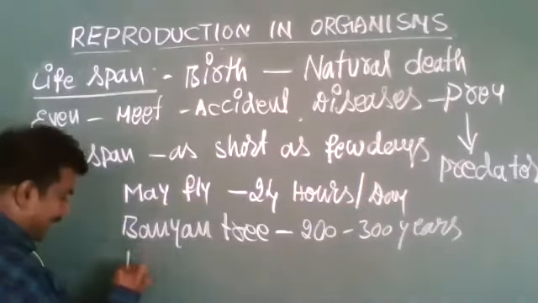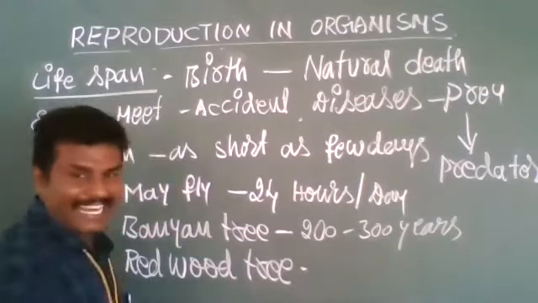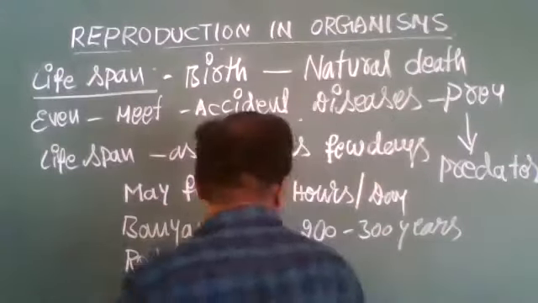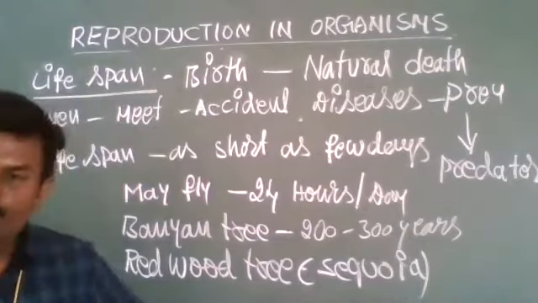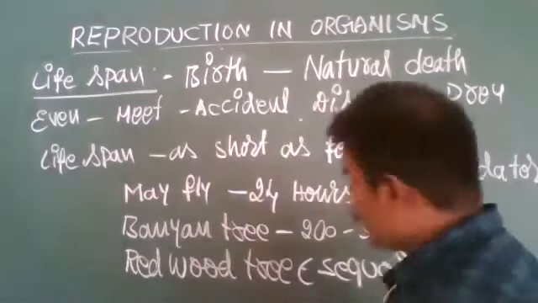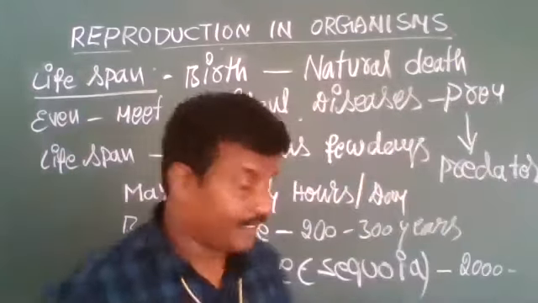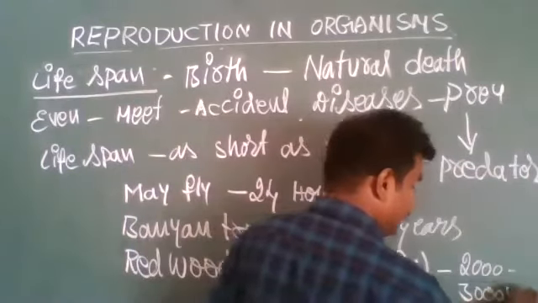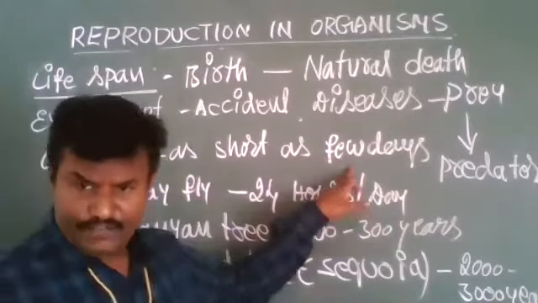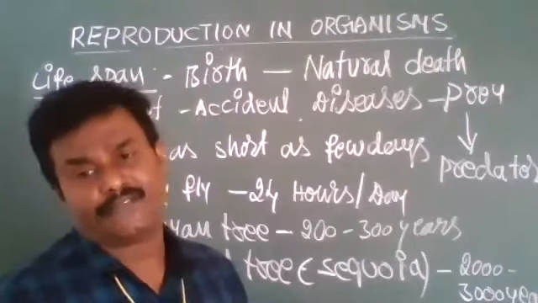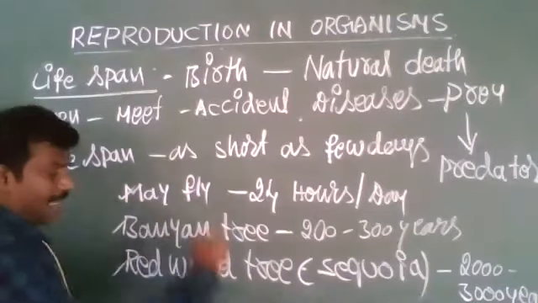The lifespan of the redwood tree, also called sequoia, is 2000 to 3000 years. That is why I said lifespan can be as short as a few days to several thousands of years. That is the mayfly, banyan tree, and redwood tree.